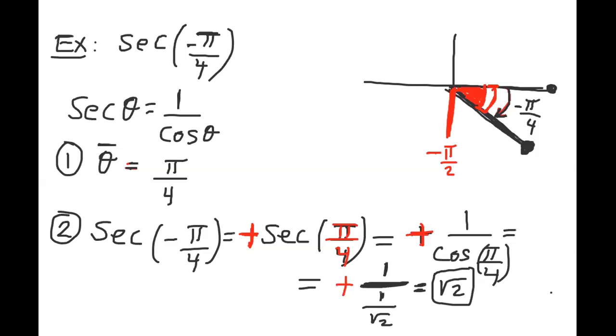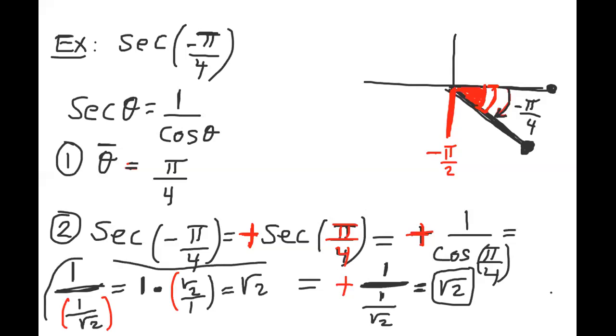Is 2 over radical 2 equal to radical 2? Yes, it is. Here, 1 over 1 over square root of 2, by using the first chapter, is equal to 1 times the reciprocal of the denominator, which is square root of 2 over 1. And this is equal to square root of 2, from the first chapter in the book.